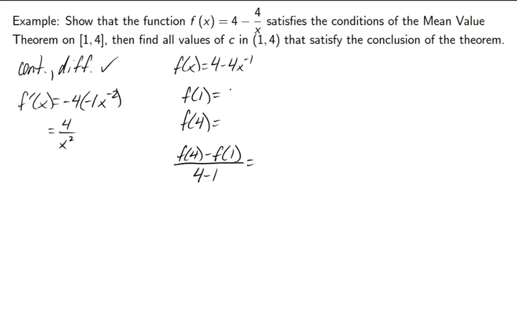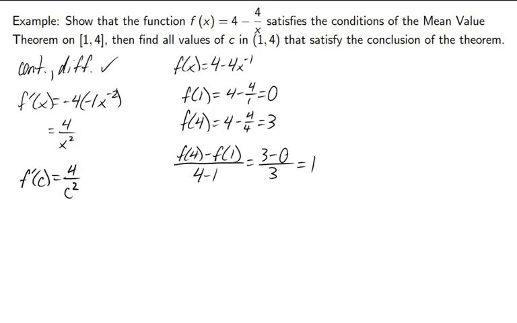f of 1 is 4 minus 4 over 1. That's definitely 0. And then f of 4 is 4 minus 4 over 4, which is 3. So we have 3 minus 0 using those numbers over 3. That's equal to 1. Finally, f prime of c is going to be 4 over c squared. And the mean value theorem says this has to equal 1. There is a value that will equal 1 in the interval from 1 to 4.